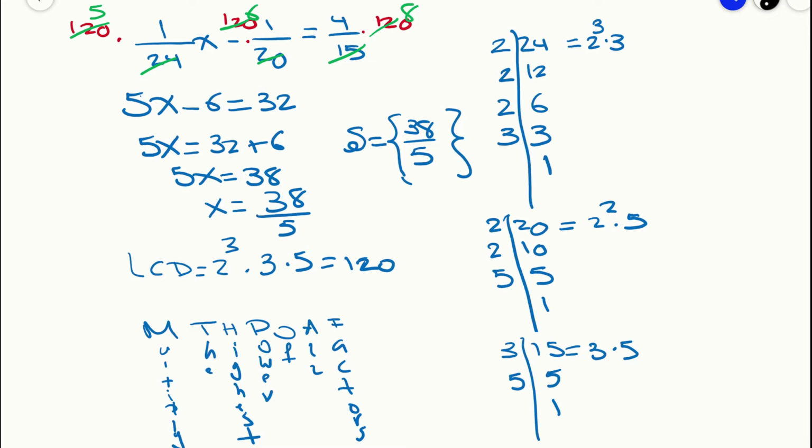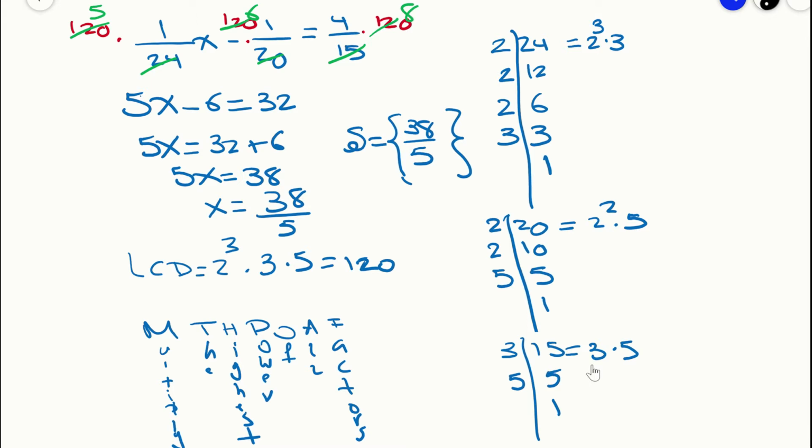All right, and that's how. So this procedure is very fail-safe and it's very algorithmic, so it will give you the LCD in a very efficient manner every time. And no matter how large the denominators are, this works seamlessly and beautifully.